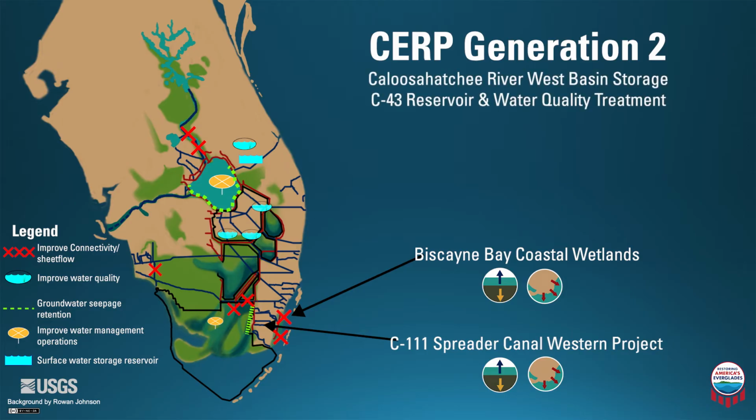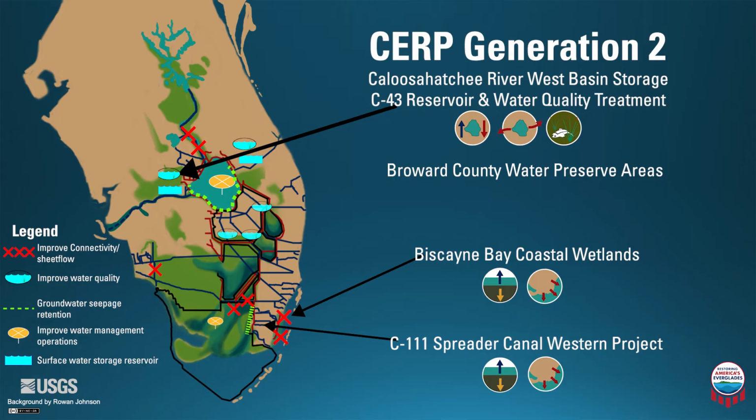Caloosahatchee River West Basin Storage, C43 Reservoir. This project will construct a large storage reservoir and water quality treatment facilities along the Caloosahatchee River to manage local basin runoff and regulatory flows from Lake Okeechobee and enhance flows into the Caloosahatchee estuary. These actions will reduce extreme fluctuations in Lake Okeechobee water levels, reduce damaging discharges to the Caloosahatchee River and its estuary, and improve water quality.